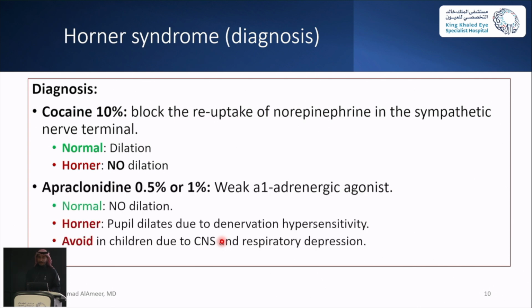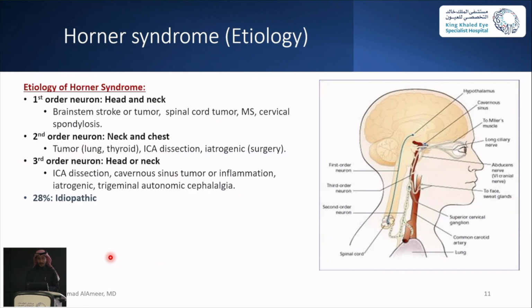What we have is the apraclonidine. Okay, I think it's available at Kekish now. It's a weak alpha-1 adrenergic agonist. Normally, if you apply apraclonidine to any normal patient, you will not see any dilation. But in Horner, the pupil dilates due to denervation hypersensitivity. I'm sure you have this in other lectures. It should be avoided in children due to the CNS and respiratory depression. Good.